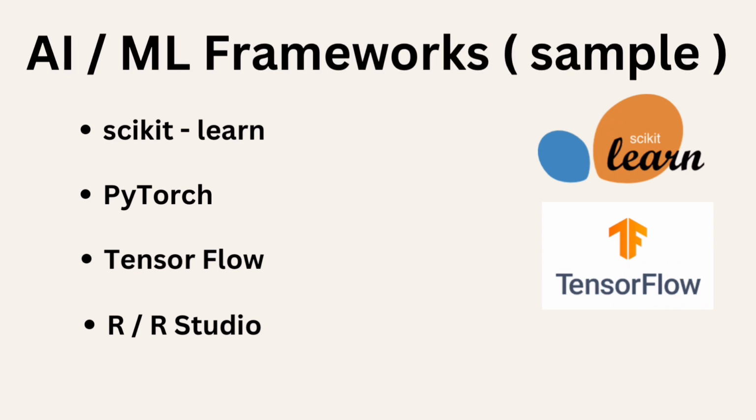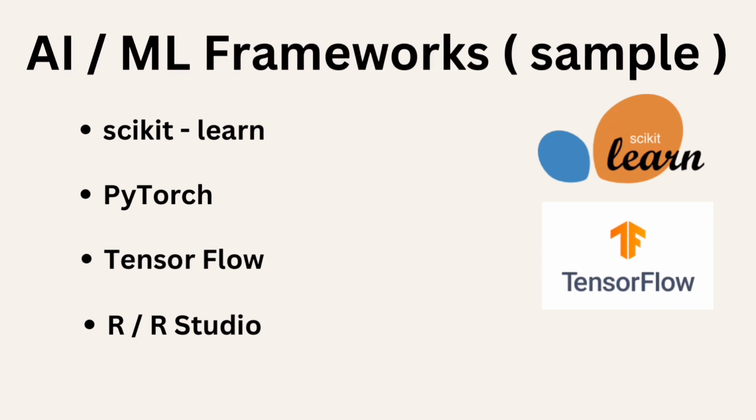Next, we have PyTorch. This framework is all about flexibility and speed, making it a favorite for deep learning tasks. It's particularly popular in research and academia due to its dynamic nature, allowing you to build and experiment with complex models more easily. Then there is TensorFlow, another powerful deep learning framework developed by Google. It's known for its scalability and is widely used in production environments for building large scale models.